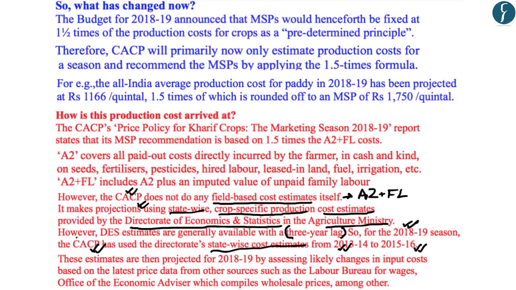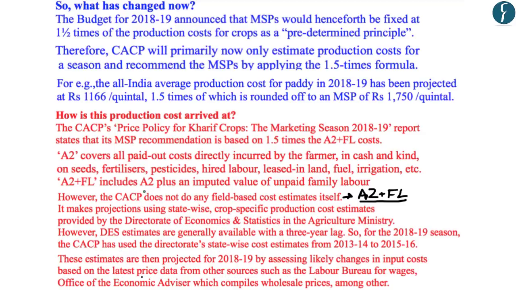So the Commission on Agriculture Cost and Prices does not have real-time data to calculate the A2 plus FL cost. Therefore, to make its estimate relevant in the current scenario, it uses latest price data from other sources, such as the data on wages from the Labor Bureau, the wholesale prices from the Office of Economic Advisor, and other latest data that can have an impact on the input cost when calculating A2 plus FL.